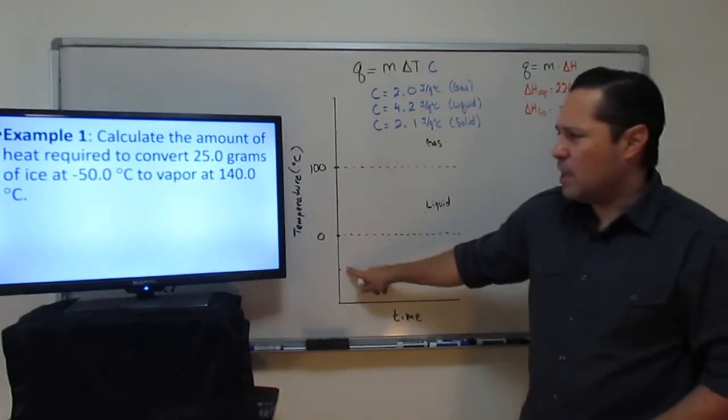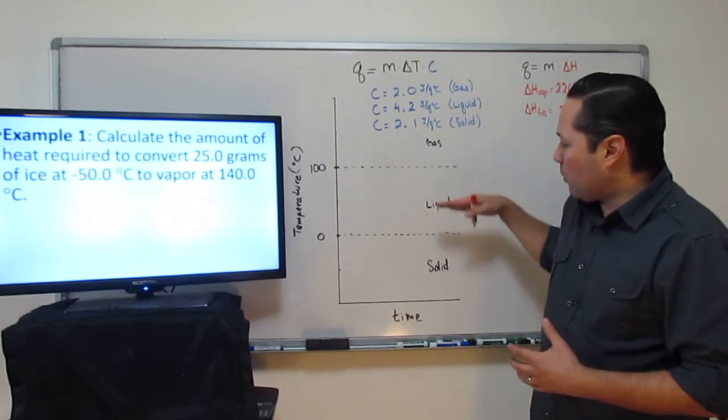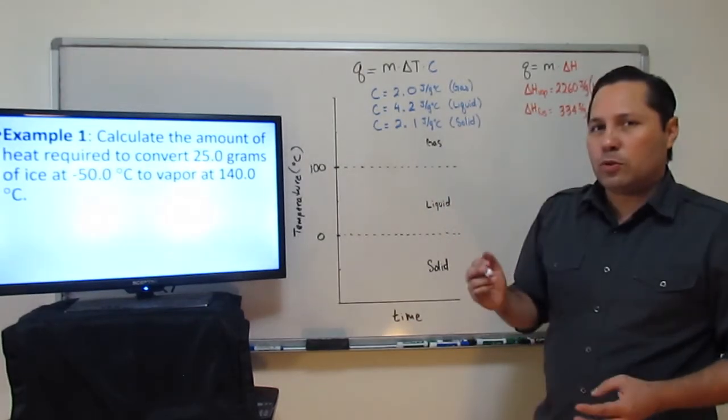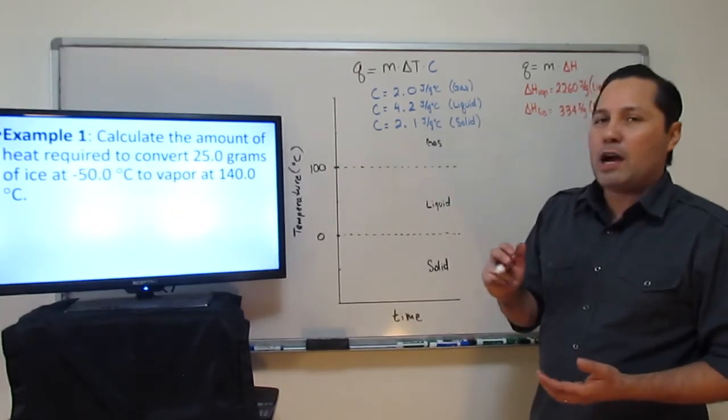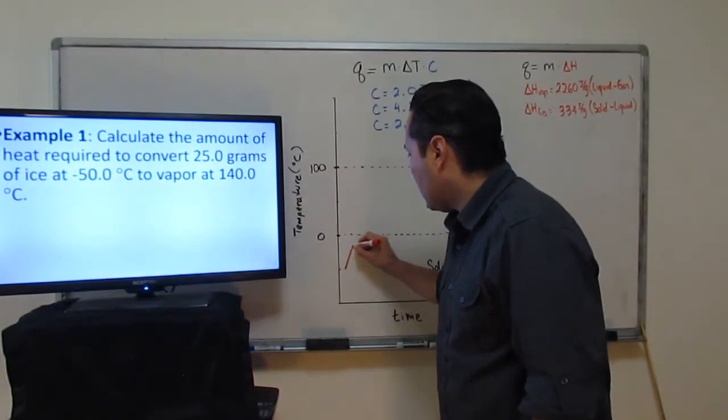-50 is around here. And this is a rough graph. It's more for you to figure out whether you have a solid, liquid, or gas. So don't really get too hung up on how accurate it is. It's a rough graph. I'm going to start around here at -50, go up here.